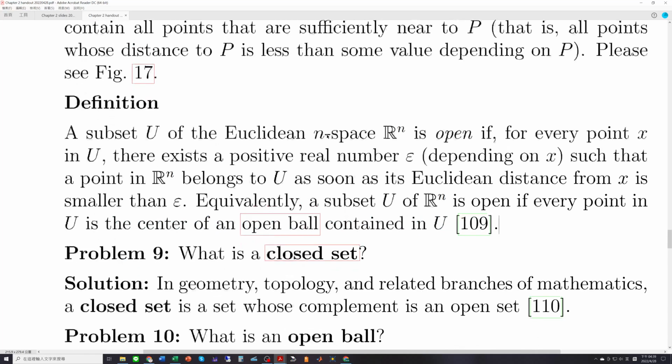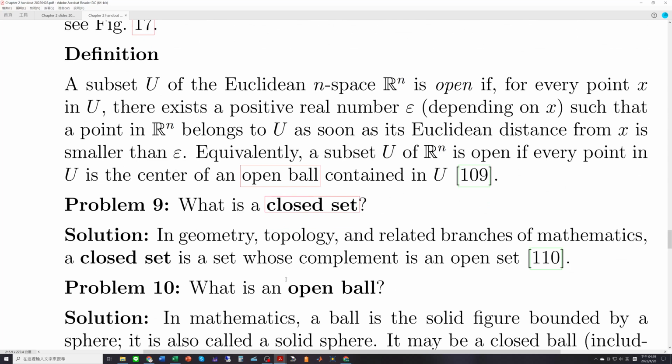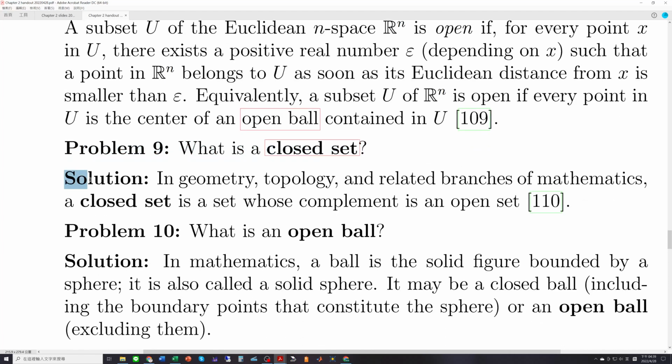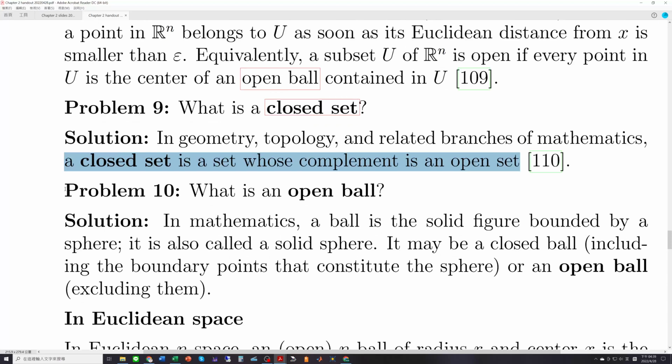What is an open ball? Before explaining what is an open ball, let us see problem 9 first. Problem 9, what is a closed set? Solution. In geometry, topology, and related branches of mathematics, a closed set is a set whose complement is an open set.